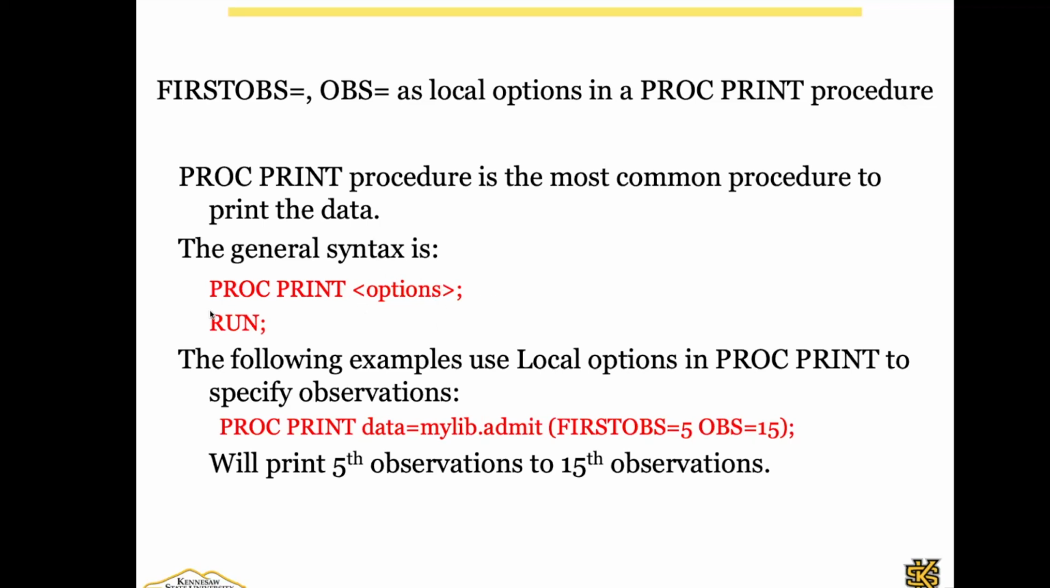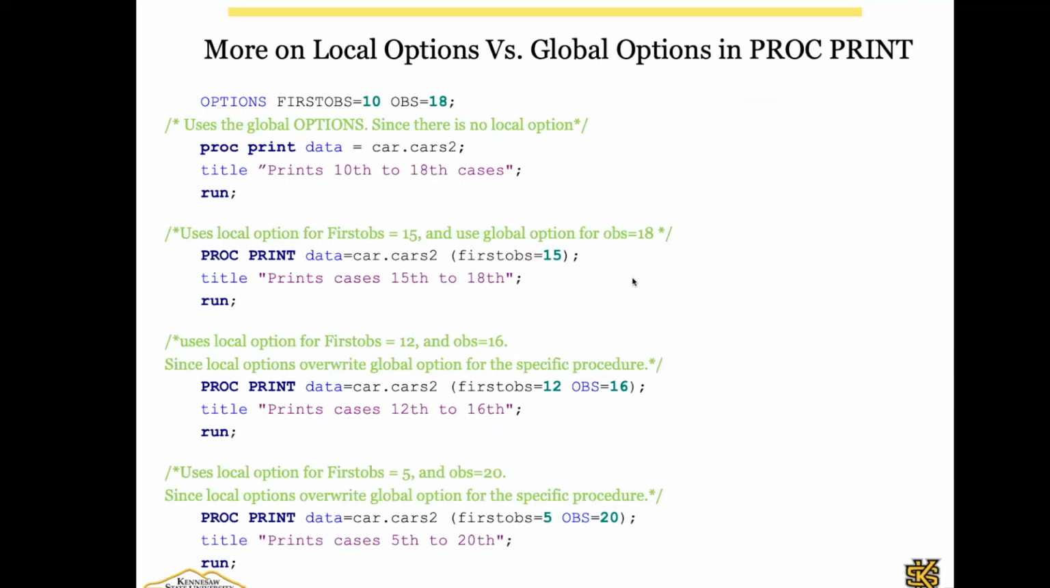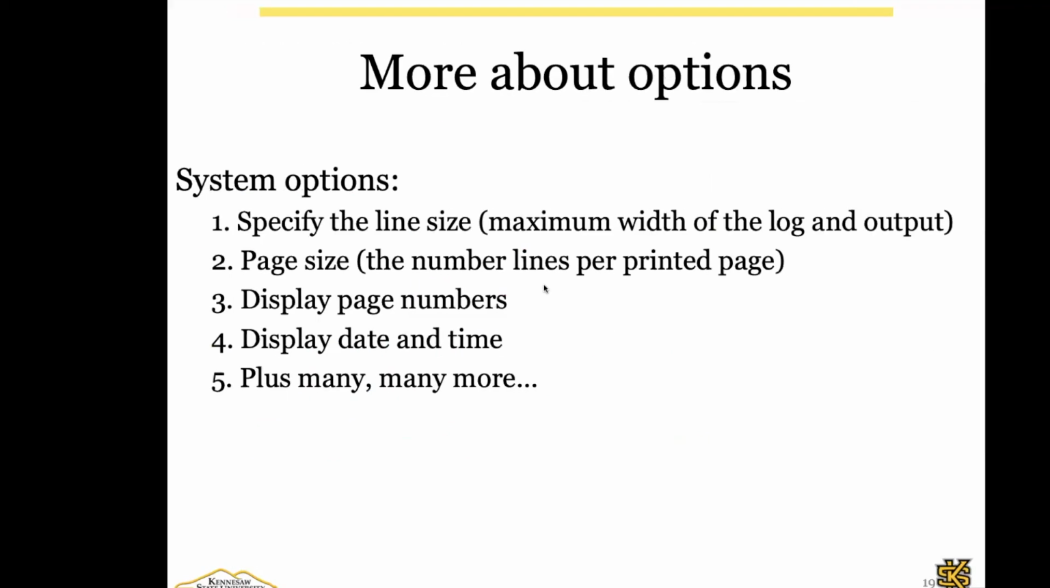But if you use proc print with the dataset and then, for example, use first observation 5 and last observation 15, we are printing just from the fifth observation to the 15th observation, which means we are doing some modification to the proc print function, adding local options to it. Okay, so let's learn more about local options versus global options. Let's go to the code first. I need to show you something.